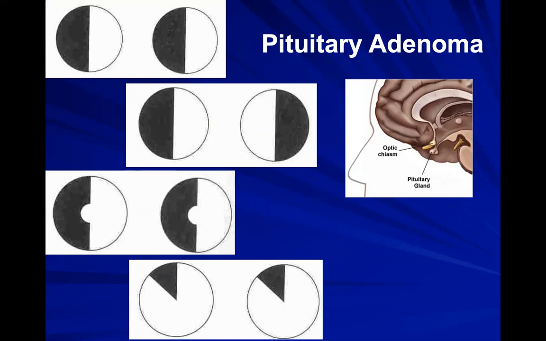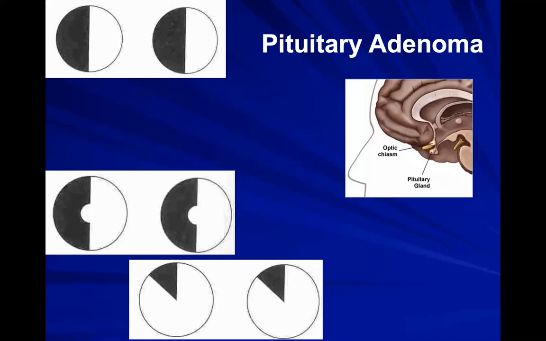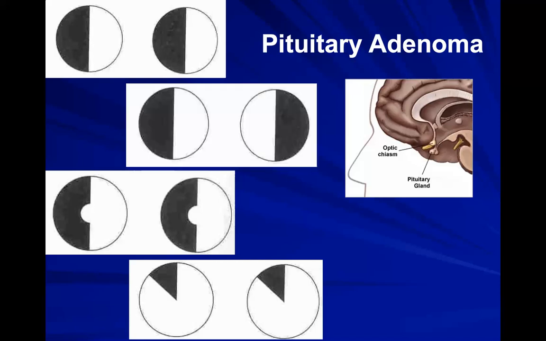Which of the visual pathways do you think? Is it the homonymous, the bitemporal, macular sparing, pie in the sky? Which one do you think it causes? As you mentioned, you are right. It causes the bitemporal hemianopia from that point.